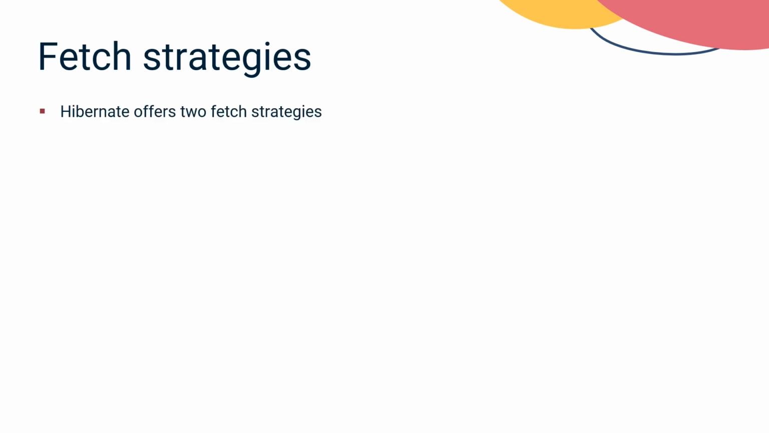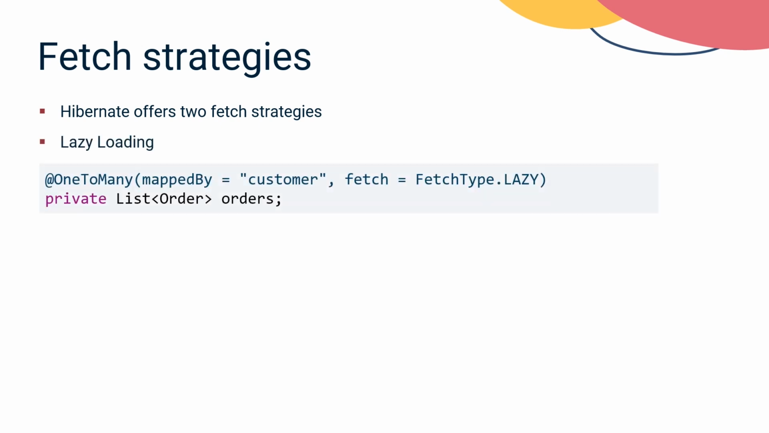Hibernate offers two fetch strategies to retrieve data from a database. With lazy loading, related child entities are not loaded from the database immediately. Instead, they are fetched only when explicitly accessed in the code. This is ideal for large datasets or relationships that are rarely accessed. For example, fetching a customer entity without loading all their orders unless needed. In the code, the FetchType.LAZY part ensures performance by loading orders only when accessed explicitly.